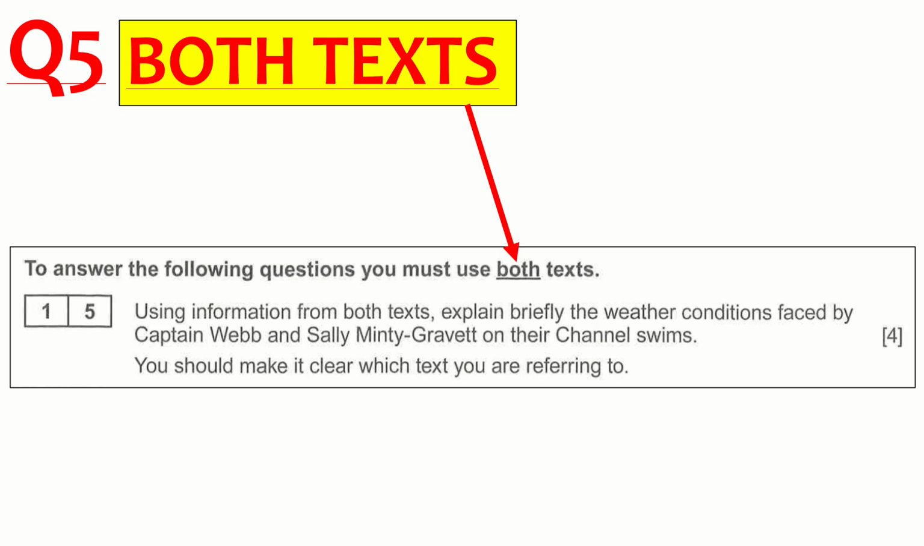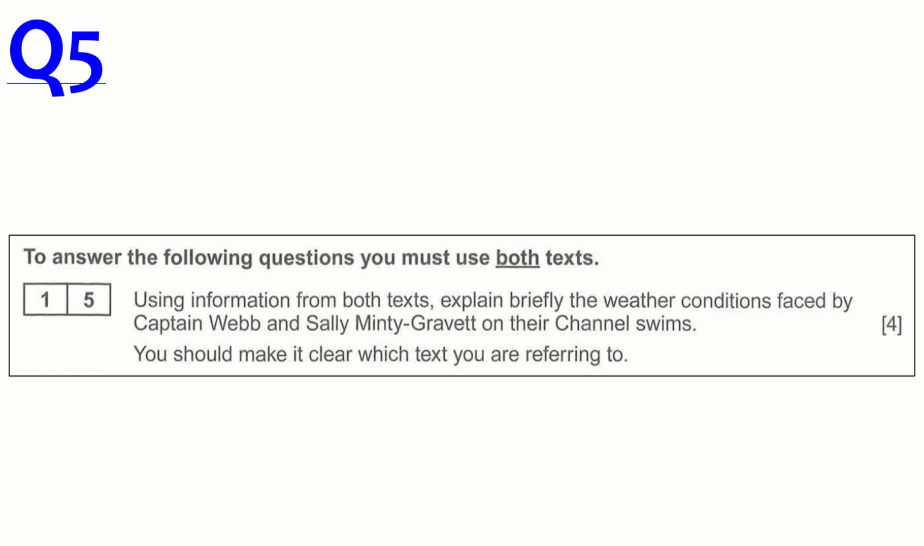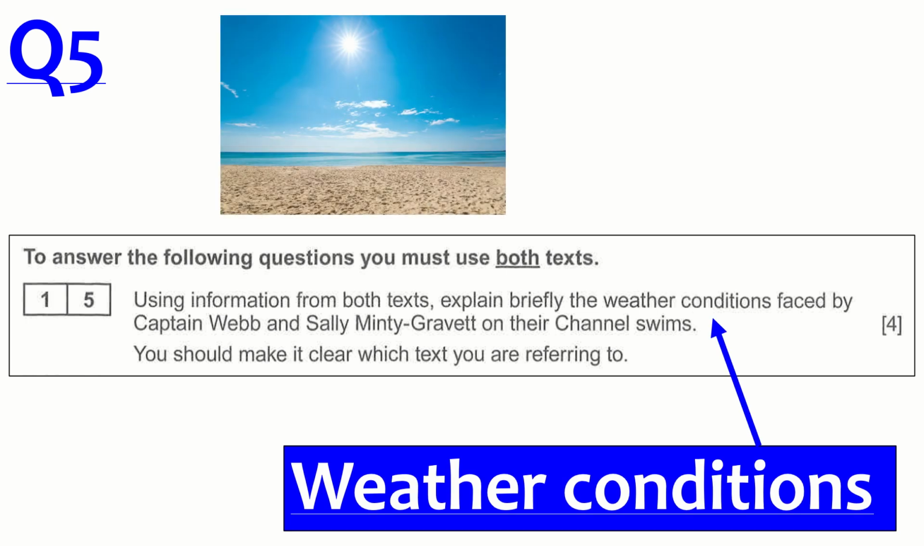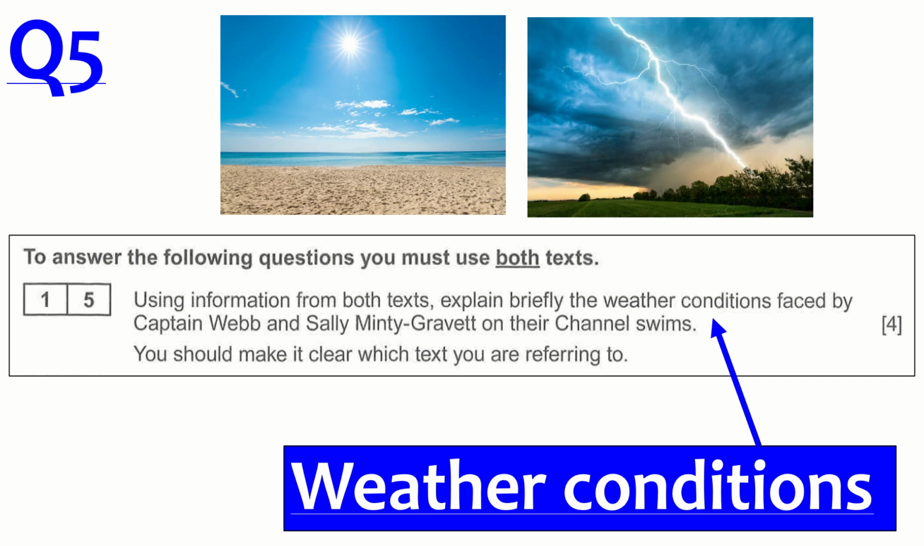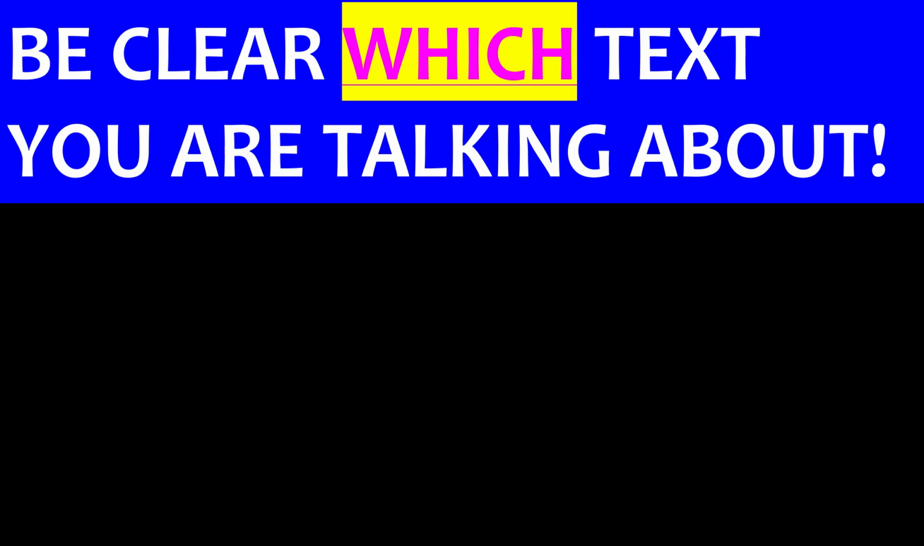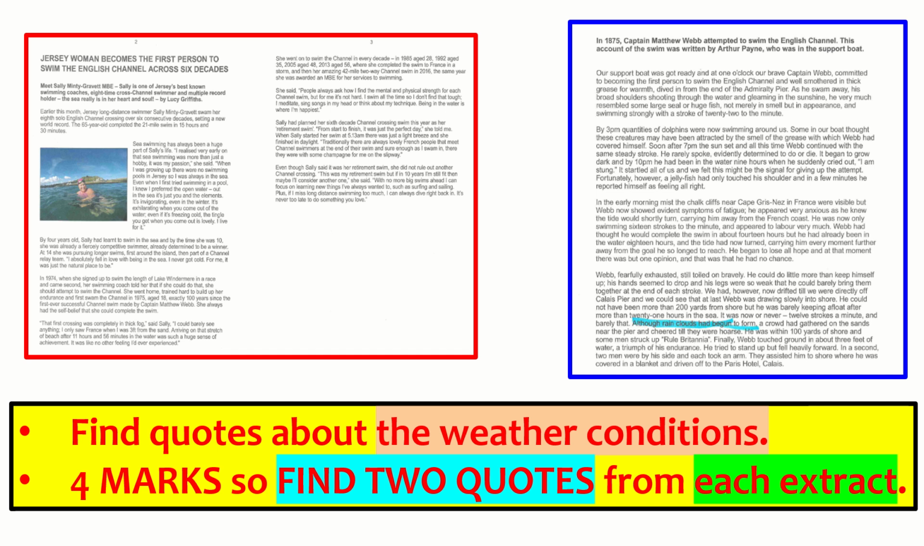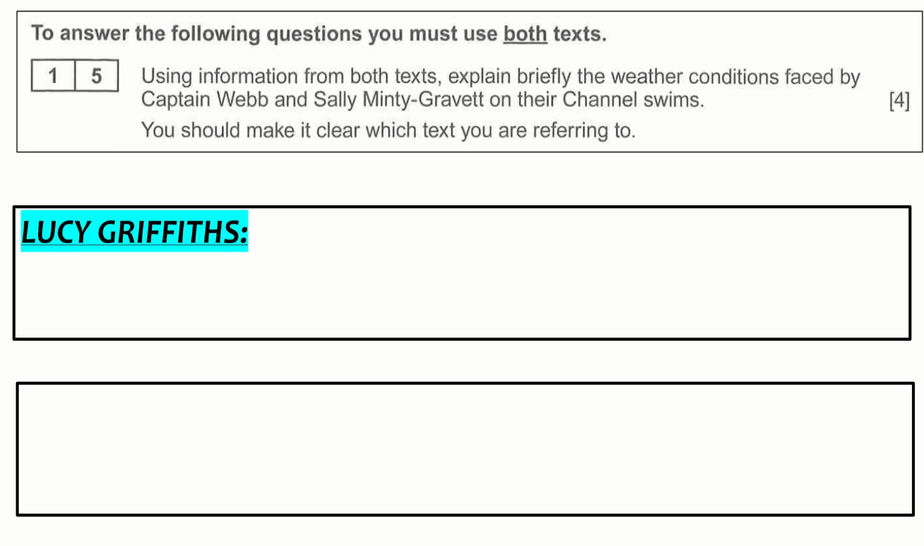This question was: using information from both texts, explain briefly the weather conditions faced by either person. So talk about whether it was sunny or stormy or foggy or misty. Be clear which text you're talking about. The easiest way to do this is by using the names which are on the exam paper. So remember, you have to find quotes about weather conditions, 4 marks, so find 2 quotes from each. And like I said, use the names. Lucy Griffiths and Arthur Payne.